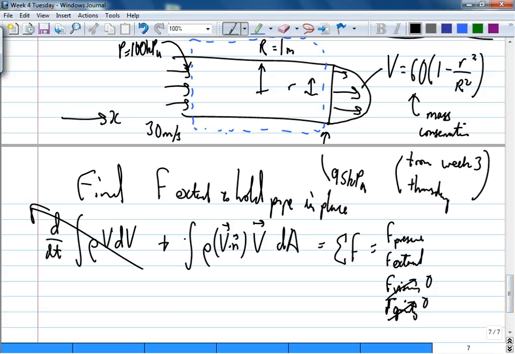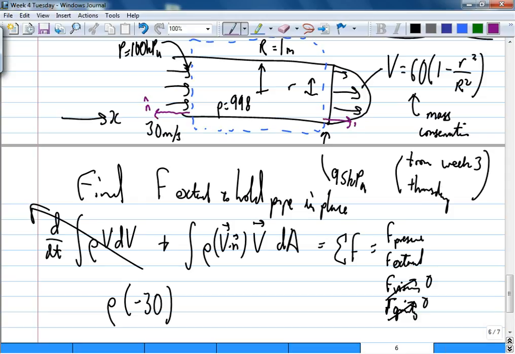So on the inlet side, the density is 998. Let's assume it's water. The density multiplied by V dot n is actually minus 30. Is that okay? Because the normal vector is pointing outwards like this, and here the normal vector is pointing outwards like this. Because the velocity is in the opposite direction to the normal vector, that's why it's negative. Multiply by 30, multiply by pi 1 squared. That's on the inlet side.